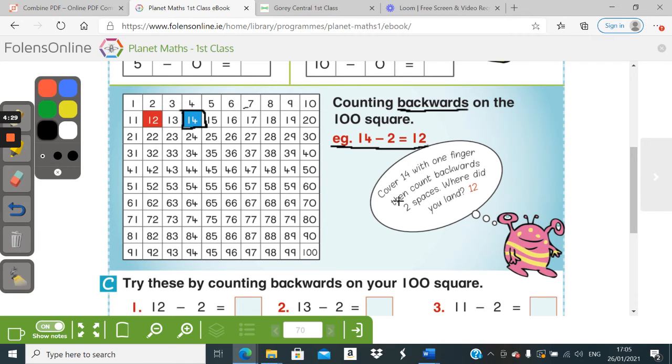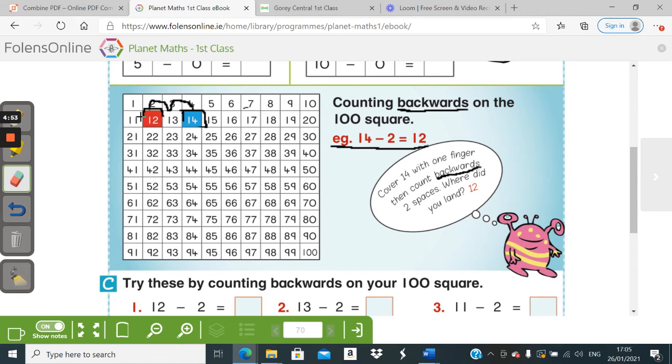Cover 14 with one finger, then count backwards, and that's important. 2 spaces, so we're going to make 2 jumps backwards. So we'll do that now. 1, 2. Where did you land? 12, and 12 is the answer to 14 take away 2.